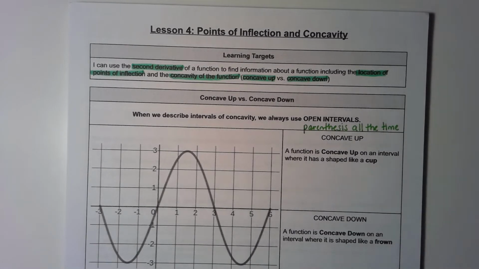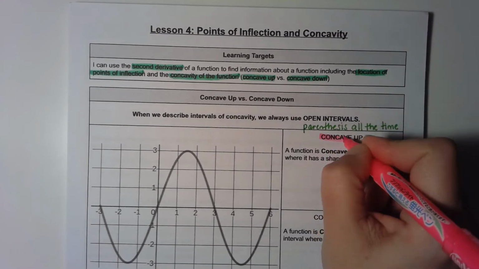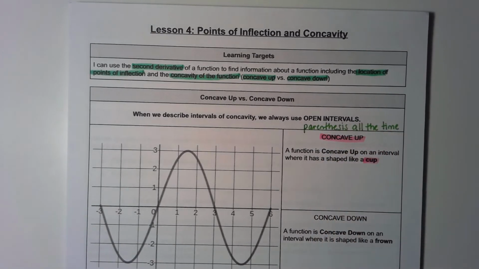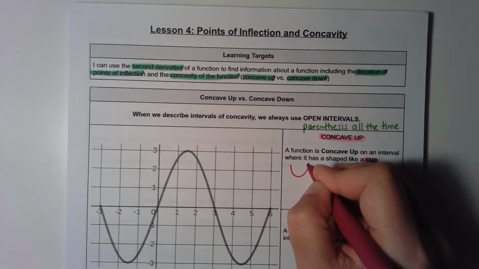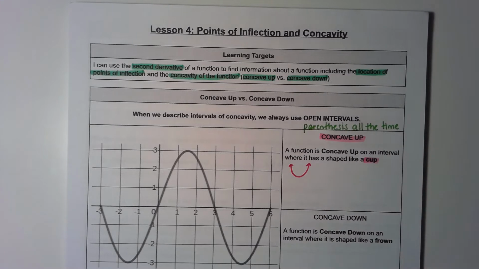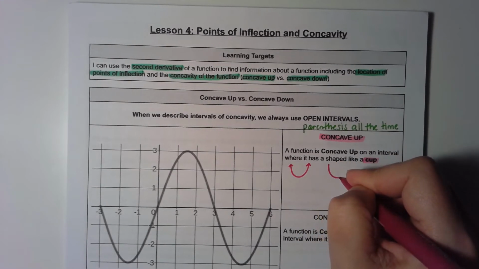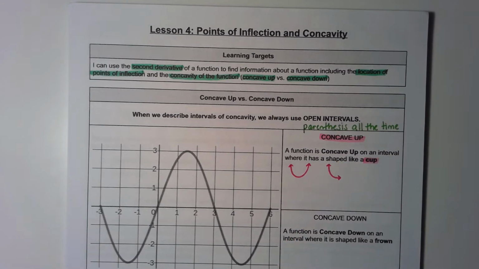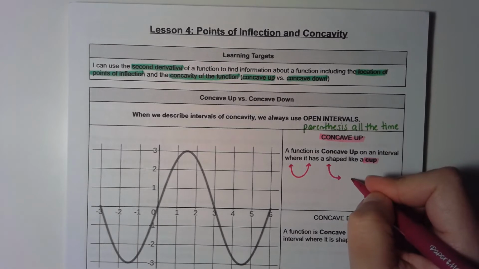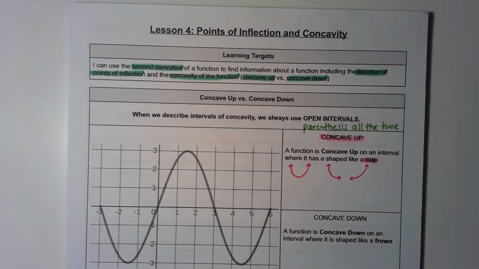A function is concave up on an interval when we look at the graph and it's shaped like a cup. So concave up, we usually visualize looks like this. Now, it doesn't need to be a full cup. So it could be a part of a graph that looks like this, which would be like just the left side of the cup would still be considered concave up. Or it could be a part of the graph that looks like this, which would be just the right side of the cup, would still be considered concave up.